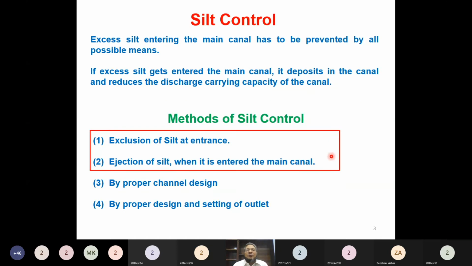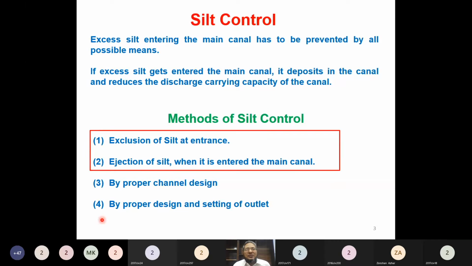And now we want to discuss the silt control. The same as I already mentioned you, that the excess silt entering the main canal has to be prevented. It must be prevented by all possible means. You know, if excess silt gets entered the main canal, then what happens? It deposits in the canal and reduces the discharge carrying capacity of the canal. So now what are the methods to control the silt?